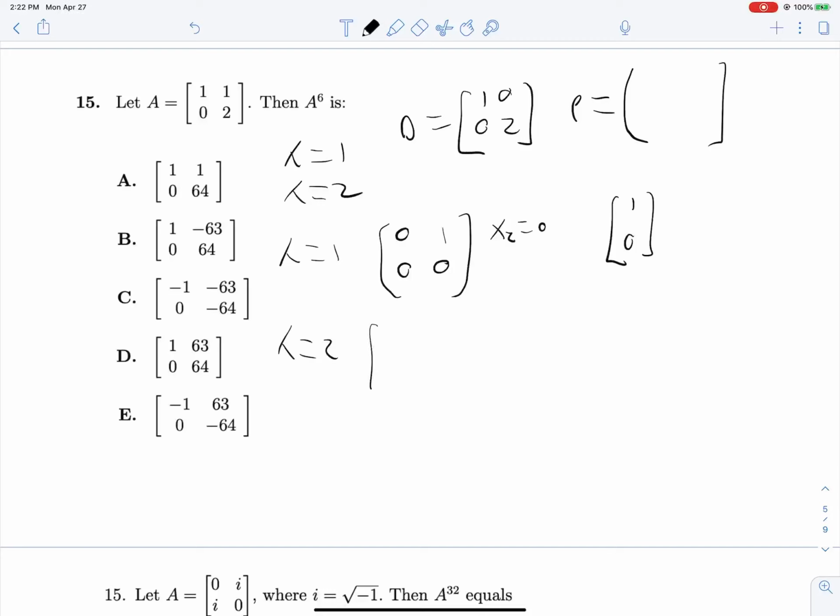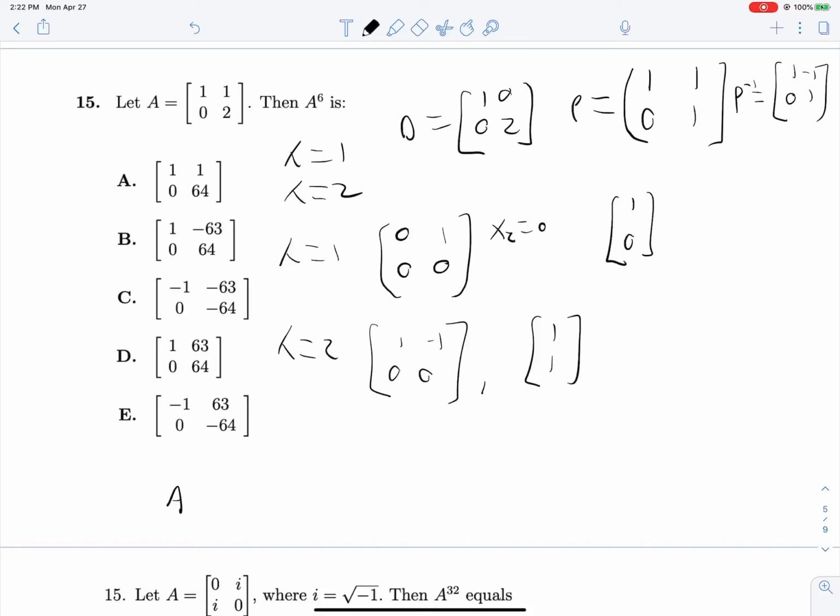For lambda equal to 2, A minus lambda I will give us negative 1, 1, 0, 0. We can flip that around, and that gives us an eigenvector of 1, 1, which means that P, if we are ordering our eigenvectors correctly so that the one corresponding with lambda equals 1 comes first, we get 1, 0, 1, 1. The inverse of this, P inverse, is 1 over the determinant of P, which is 1. Then we switch the A and the D positions and change the sign on the B and the C positions. So we're ready to go.